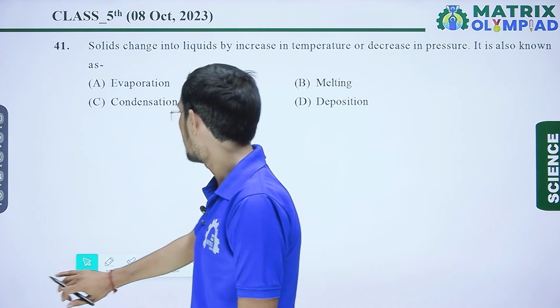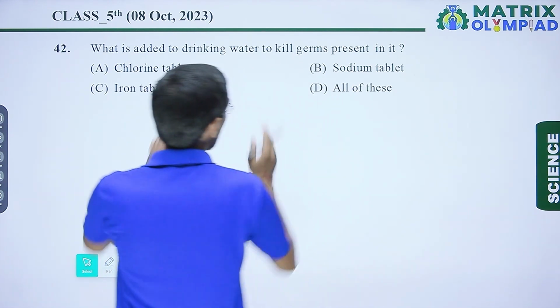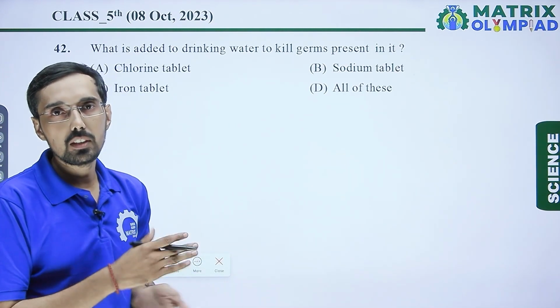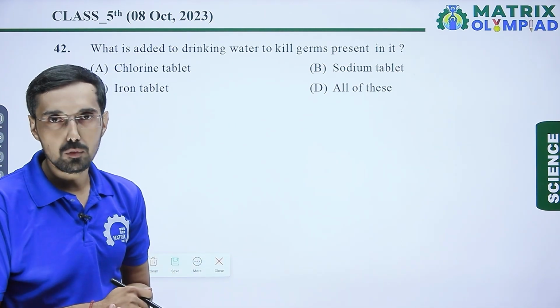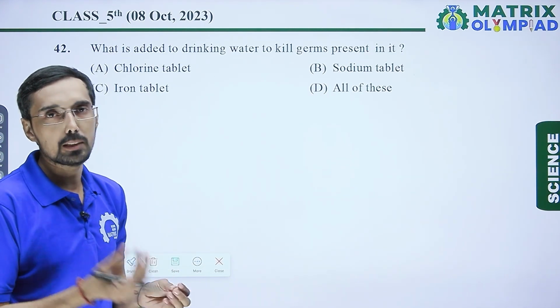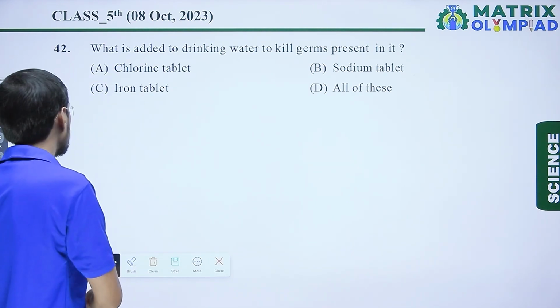Next question is: what is added to drinking water to kill the germs present in it? What will we add that will kill the germs which are present in our water? As we all know, chlorine is the best substance which we can add to kill the germs. So our correct answer will be option A.